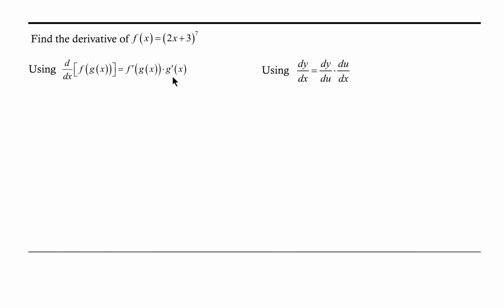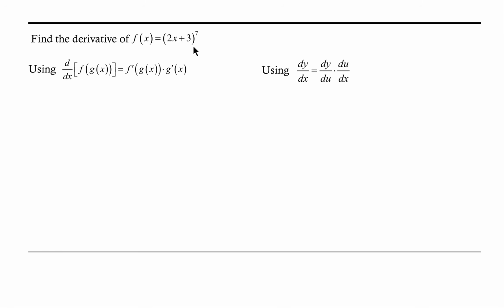So if we're going to do that, we need to first identify what the outside function is, or what the main function is, and then identify what the argument of that function is. So as we look at this function, hopefully the first thing you notice is this function indicates we have something being raised to the 7th power.